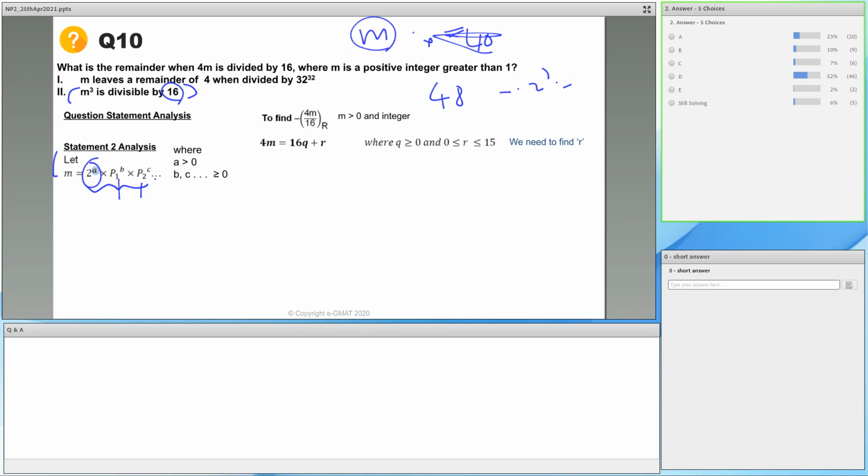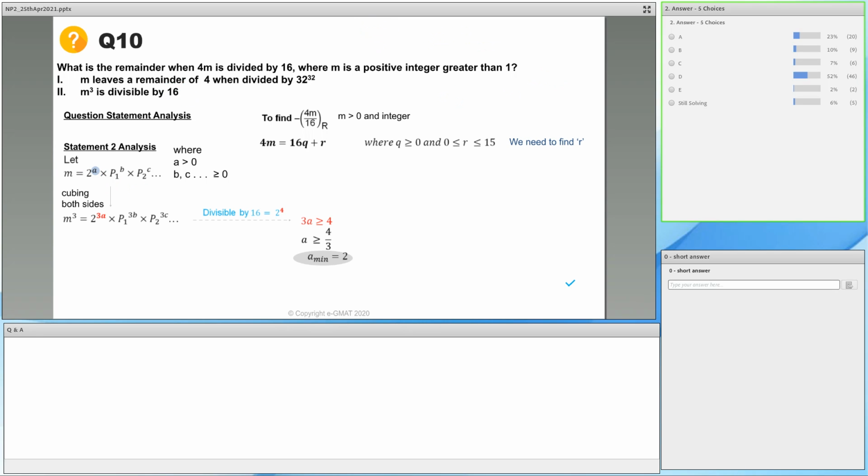The next step is more interesting. What are we interested in? M cube, right? We need to find out about m cube. So what do I do to this m? I cubed it, which tells me that m cube contains something called 2 power 3a. This is definitely there in m cube. Correct? Let's hear a quick yes or no. Are you guys with me?